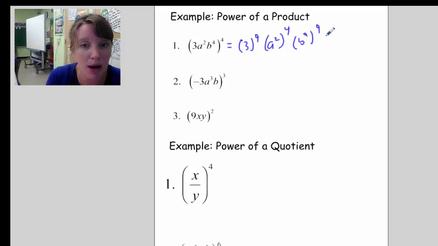Now I'm going to use my power of a power rule and say 3 to the 4th is 81. This is where I'm using my power of a power rule, that's a to the 8th, and then b to the 16th.